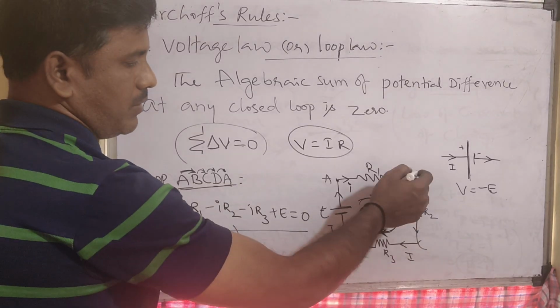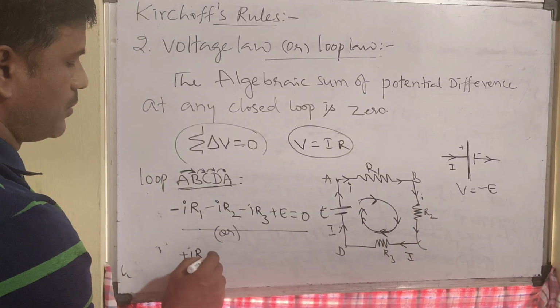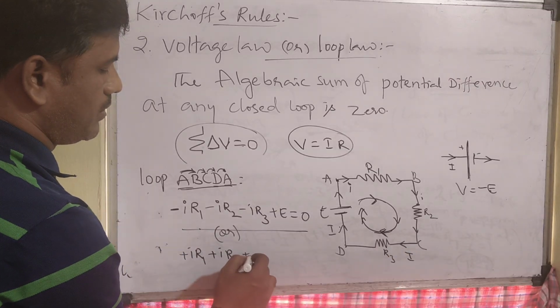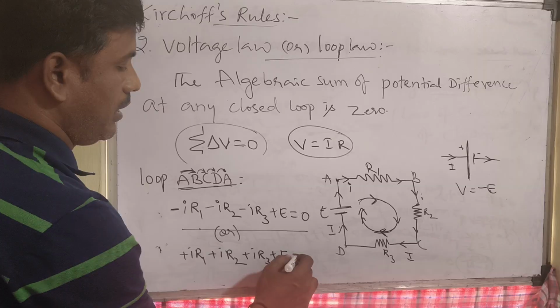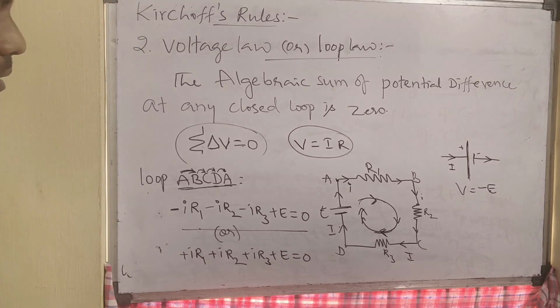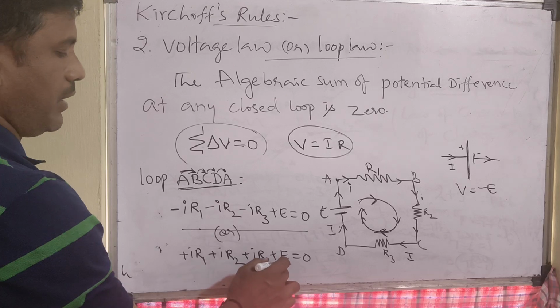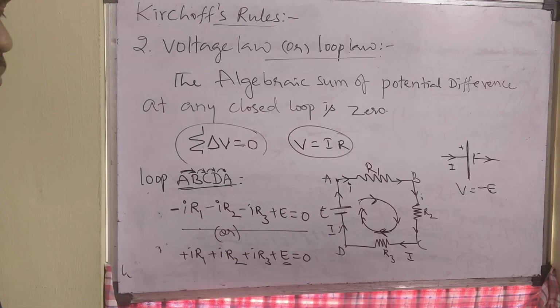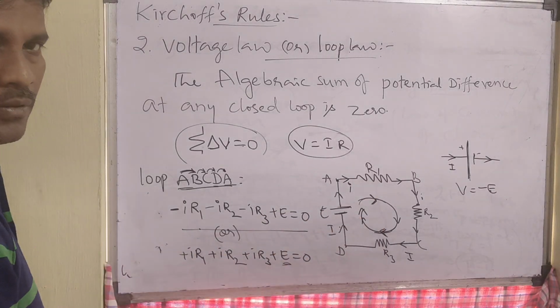Next, B to C, current direction and path direction both are in the same direction. So plus IR2. Next, plus IR3. Next, plus E only, plus E equal to 0. Same direction means plus; opposite direction is not the case. So here it is always positive. Why? Because current passes from negative to positive, the positive terminal. That's it. It is for clockwise.